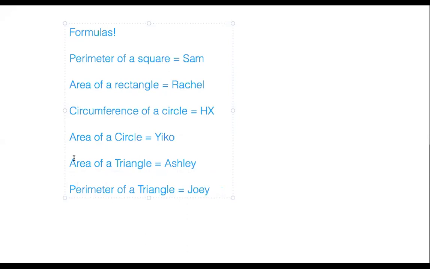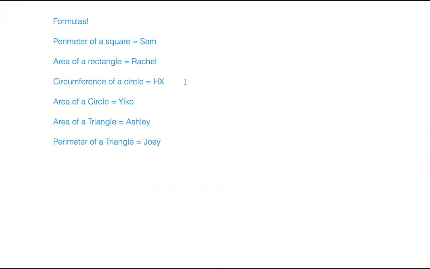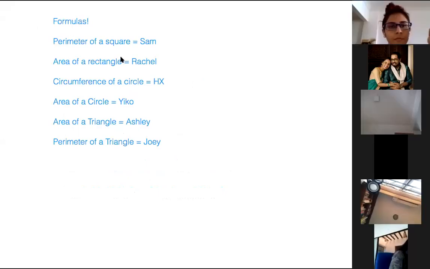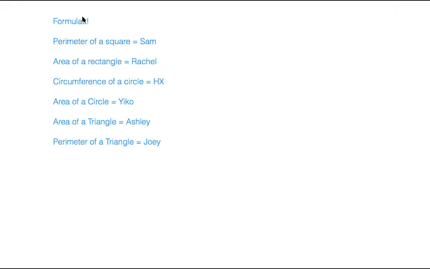Joey. Okay, each of you now, you can all see the whiteboard, right? Diane, can you see the whiteboard? Can see, yeah? Okay. All right. Then, what's the perimeter of a square?